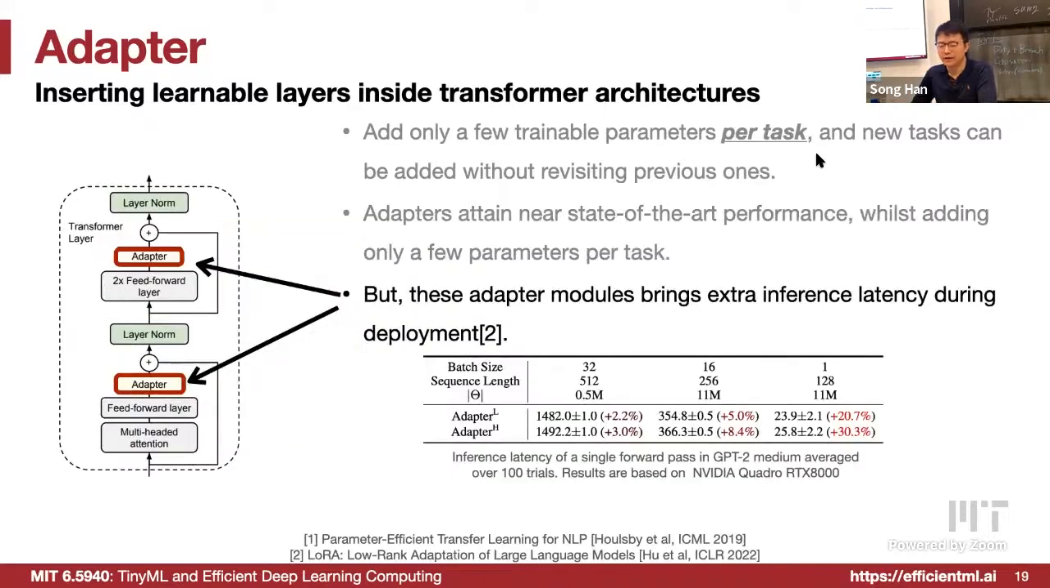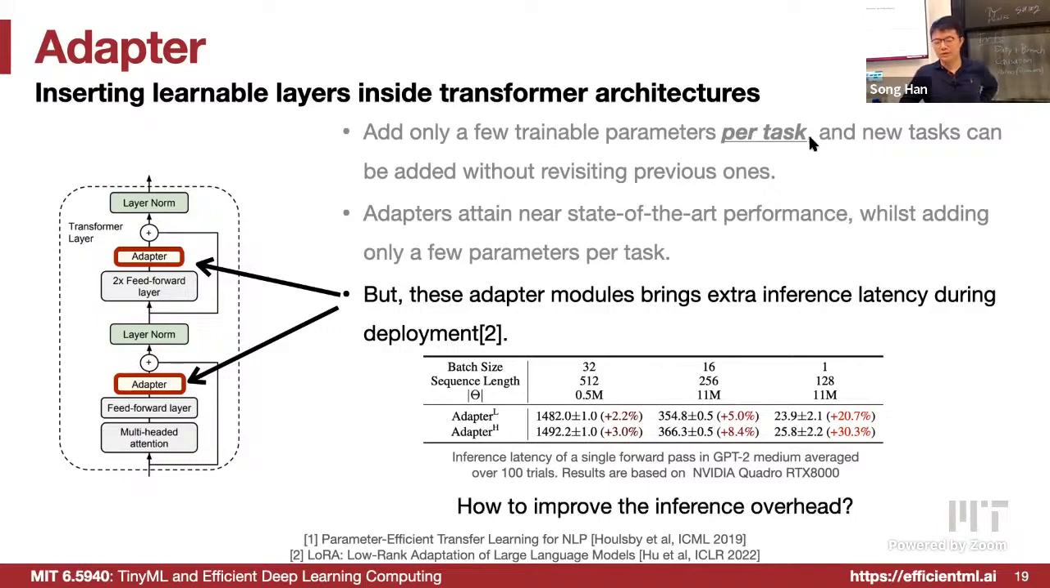But there's overhead. These adapter modules will make the model deeper. It will add extra layers and incur more kernel costs, and that overhead will add to the inference latency. Since you are injecting several layers in the middle, the model is getting deeper, so it's bringing extra latency during deployment.